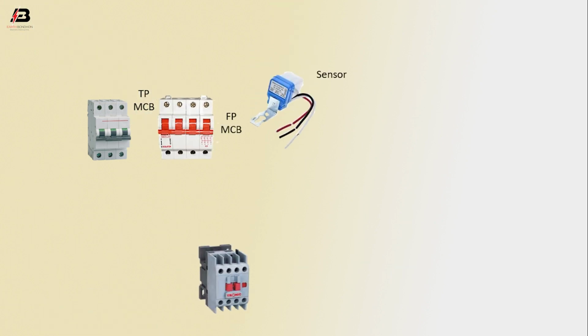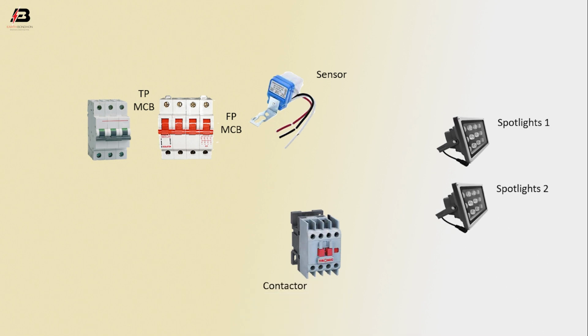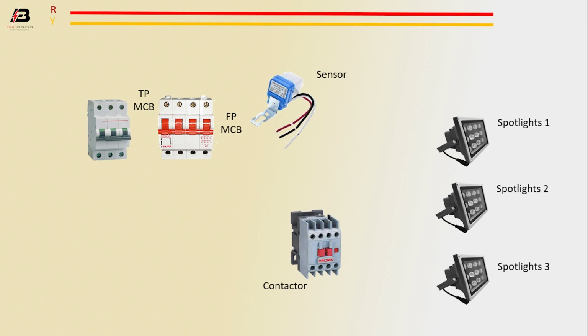So viewers, let's start. TP MCB circuit breaker, FP MCB circuit breaker, sensor, contactor, spotlight 1, spotlight 2, spotlight 3. First phase connection, second phase connection, third phase connection, neutral connection.